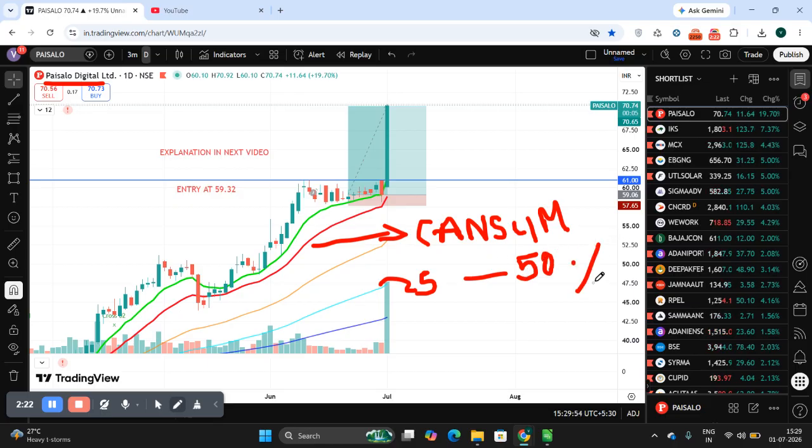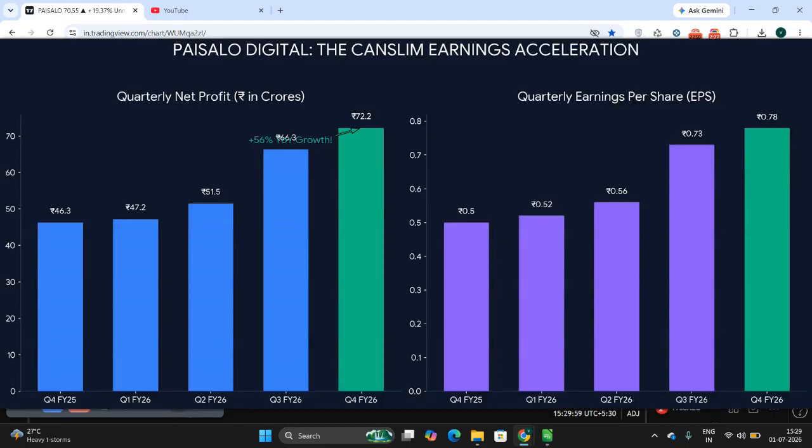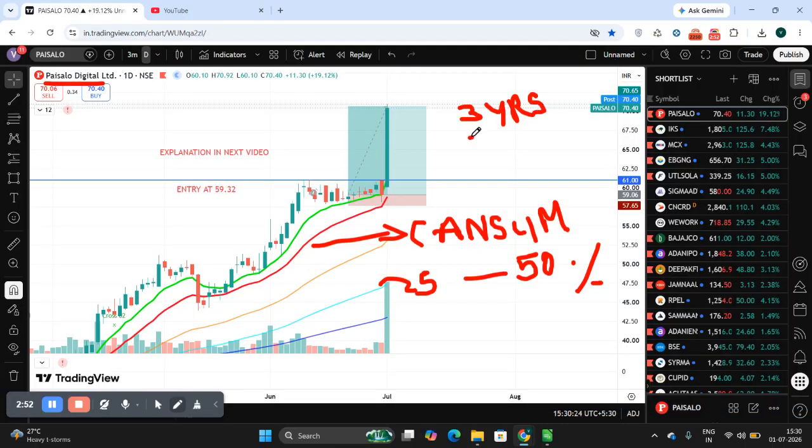I'll put a screenshot here explaining the fundamentals and the growth graph, and I'll show you why it qualifies for CANSLIM. Next, annual earnings increase. A great stock doesn't have just one good quarter. It should have at least 3 years of great annual earnings increases.